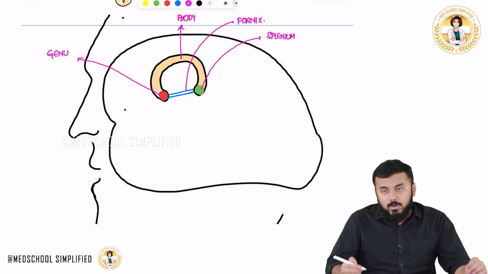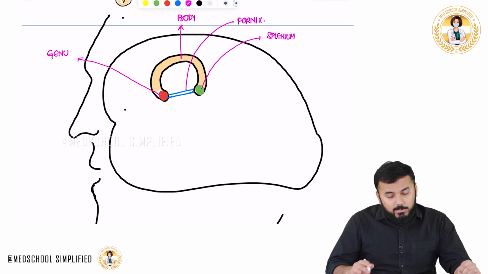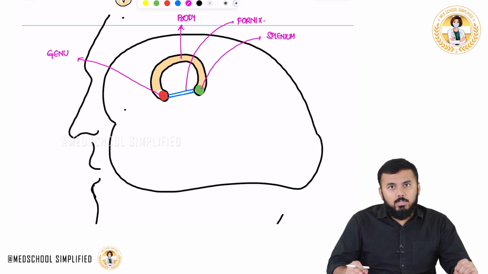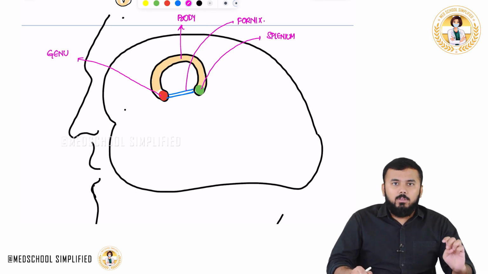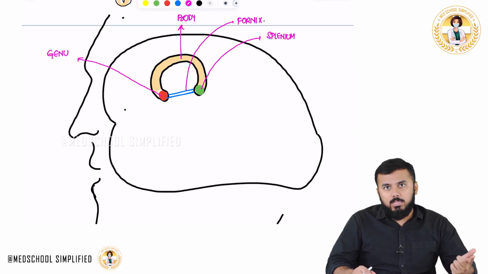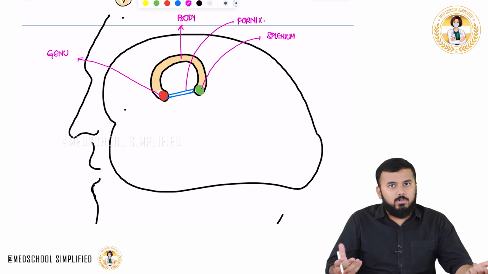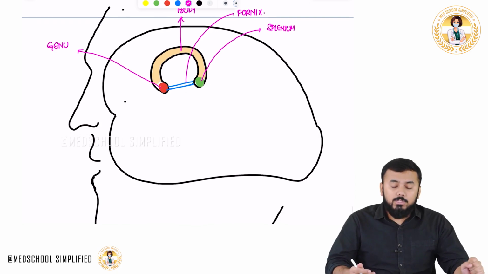Right? Now you might be wondering why I'm drawing again the picture. So these pictures I'm drawing only for the new students who are watching this video for the first time. If you already knew this picture, then again I'm telling you, you can just fast forward the video. Okay, right? So this is your fornix.